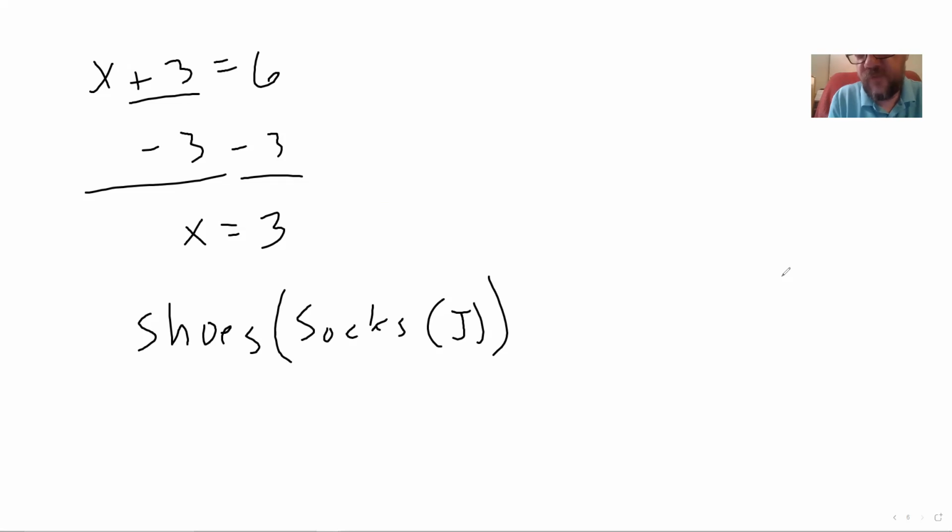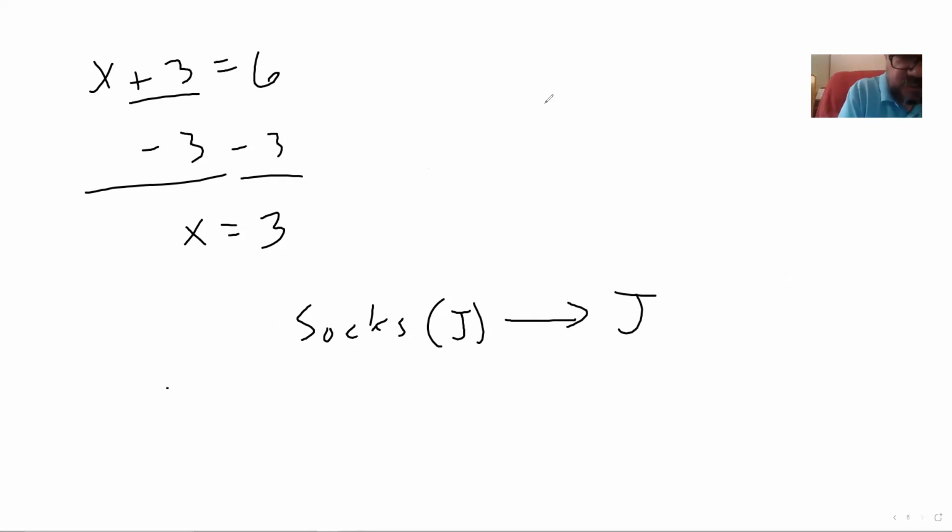However, what if I wanted to take them off, right? So let's start simpler, right? So if I have socks of J and I want to turn that into just J, right? I want to take a me that has socks on and undo it and just get back to J. The thing I need is socks inverse, right? I need to do socks inverse of socks of J.